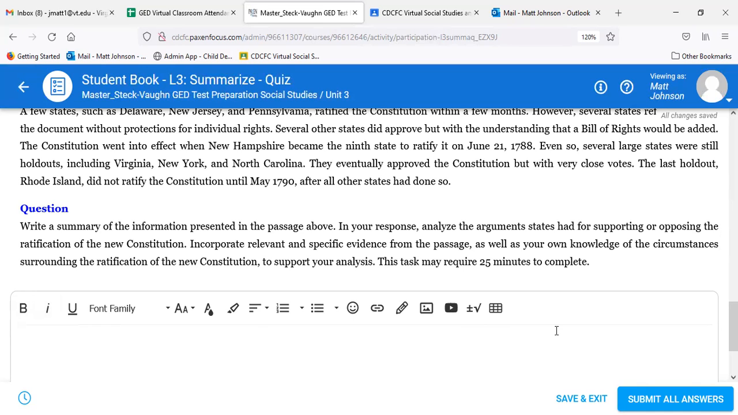Analyze the arguments states had for supporting or opposing the ratification of the new Constitution. Incorporate relevant and specific evidence from the passage, as well as your own knowledge of the circumstances surrounding the ratification of the new Constitution to support your analysis. And it says it'll take about 25 minutes. If you were to have that on a test, we'll probably get through it a little quicker here.